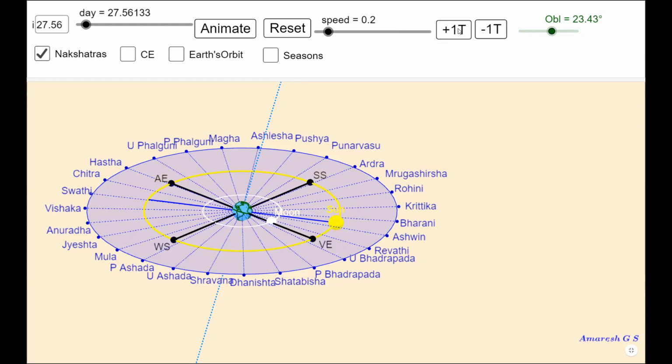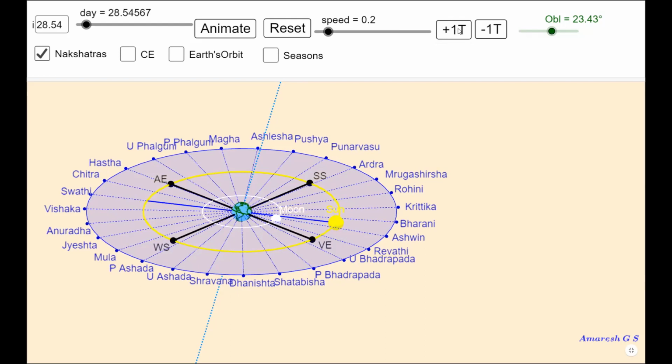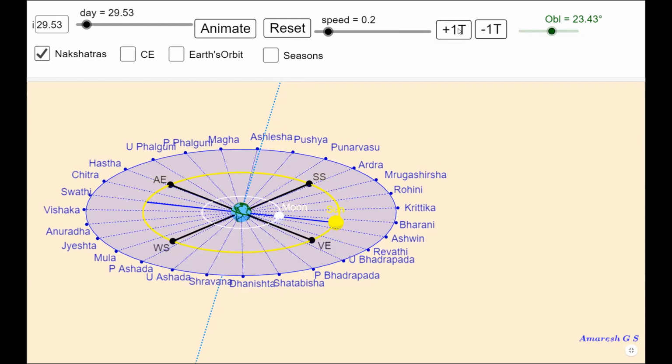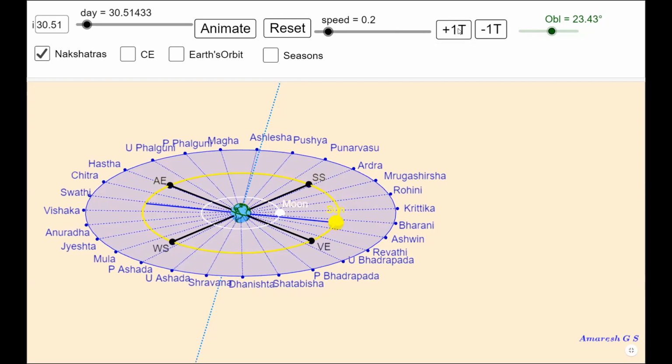Again, to bring the sun and the moon in conjunction, that is, together as seen from the earth, we have to go 2 to 3 days further. So 28, 29. Visually, it looks like we have completed, but I can go one more. Okay. So around that time, this is the day of Amavasya.